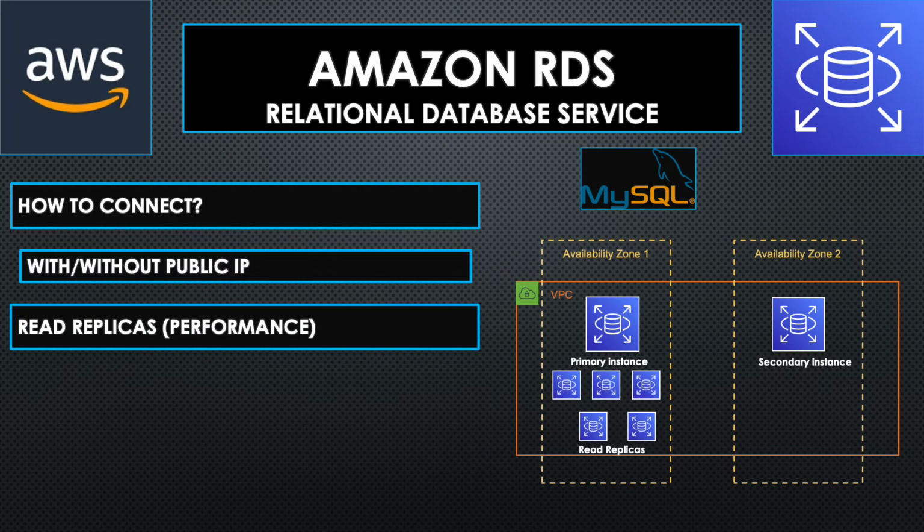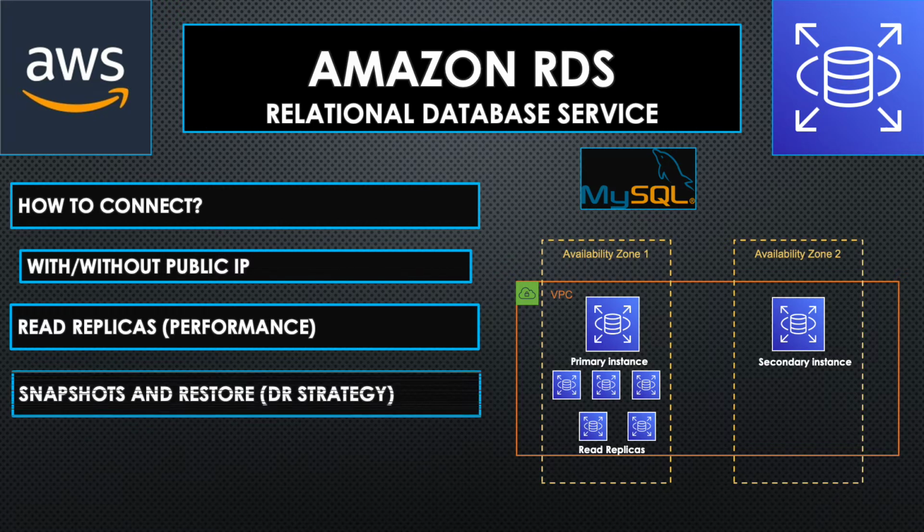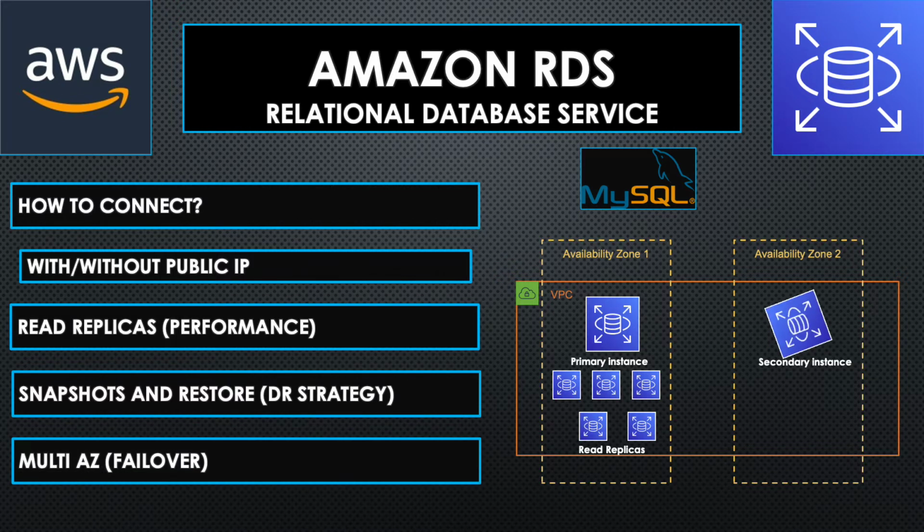If your application is read heavy, then read replicas help in improving the performance. Next, we will see how to take manual and automated snapshots and restore them. This comes in handy as a disaster recovery strategy. And then finally, we will talk about the multi-AZ setup, which helps in keeping your database up even in case of availability zone failure.